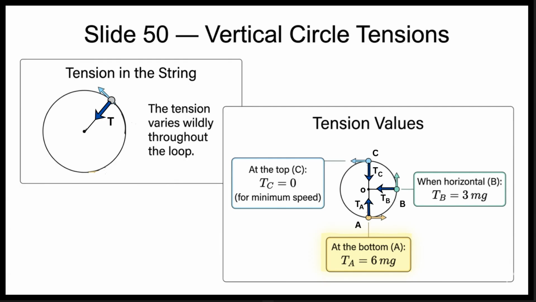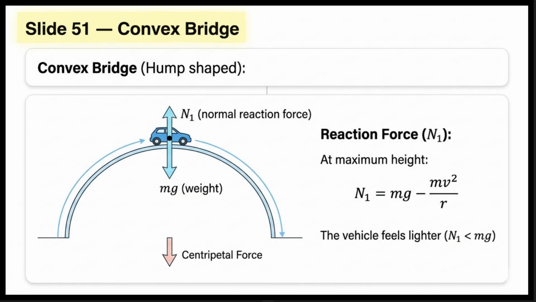Maximum string stress occurs at the bottom of the loop, not the top, a counterintuitive but important design fact for any loop structure. A vehicle driving over the crest of a convex, hump-shaped bridge is undergoing circular motion. The center of curvature lies below the road, so centripetal force must point downward toward that center. At the top of the hump, gravity mg acts downward, and normal reaction N1 acts upward. The net downward force provides centripetal force. mv squared over r equals mg minus N1, rearranging to N1 equals mg minus mv squared over r.